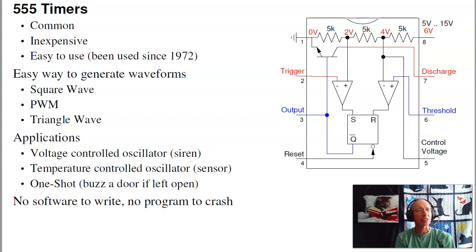You can actually do many things that a PIC processor can do without a microcontroller. A 555 timer has been around since 1972, and it's a way to build square wave at a variable frequency, pulse width modulation, triangle waves. I can use a 555 timer to build a voltage-controlled oscillator, like a siren. I can build a temperature-controlled oscillator, or basically a sensor, have the frequency a function of temperature. I can build a one-shot. There's many other things I can do with the 555 timer.